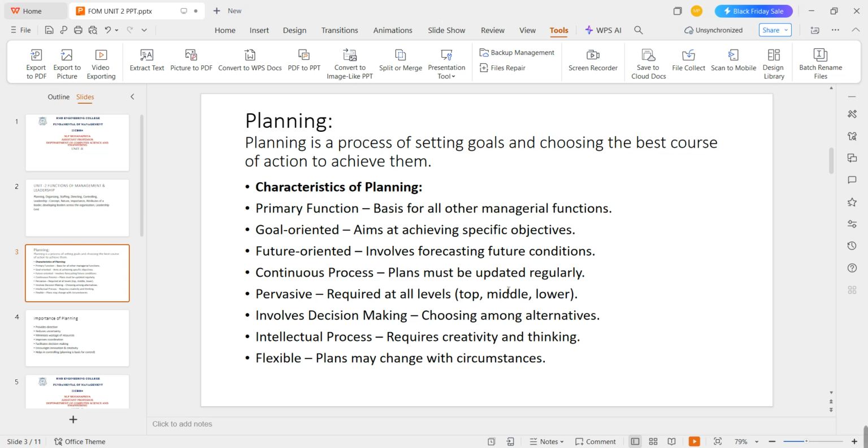The first one, primary function, the base for all other managerial functions, and goal attained, aims at achieving specific objectives, and future oriented, involves forecasting future conditions, continuous process, planning must be upgraded regularly, and then required at all the levels of top, middle and lower, involves direction, decision making, choosing among alternatives, intellectual process, which requires creativity and thinking. Flexible, plans may change with circumstances.